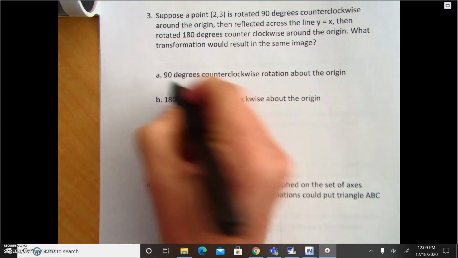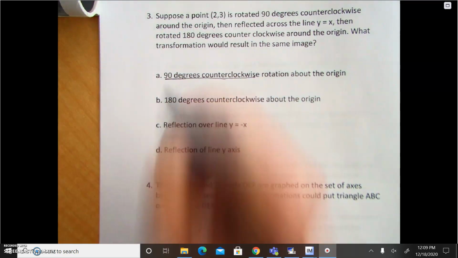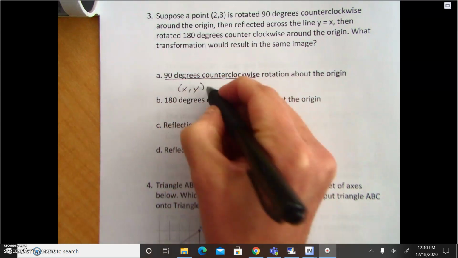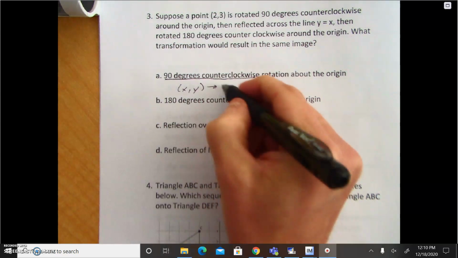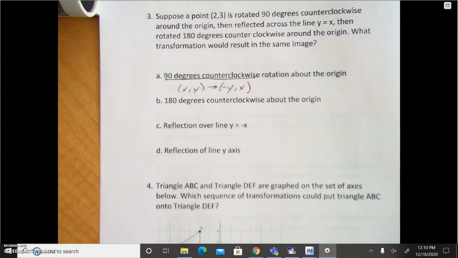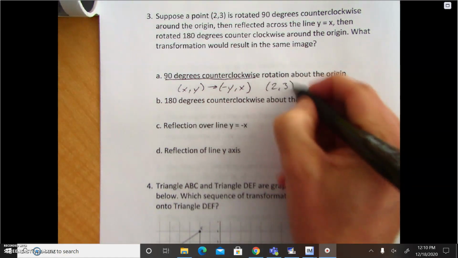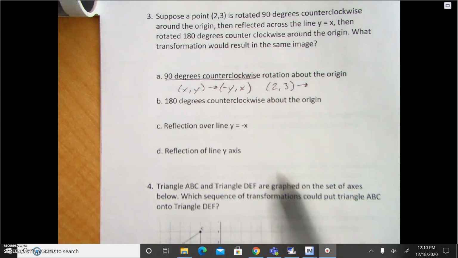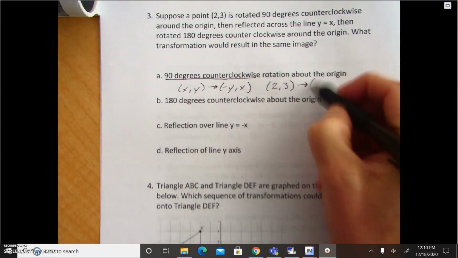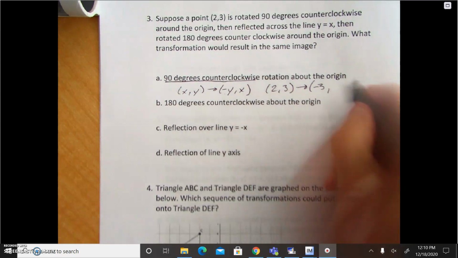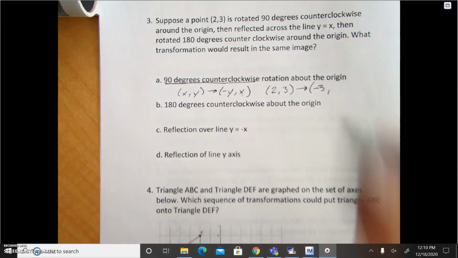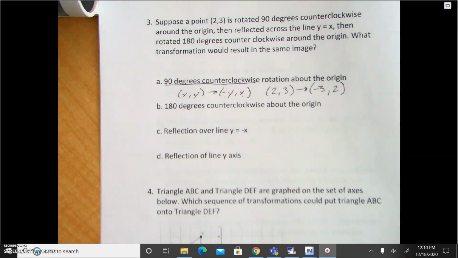So for 90 degrees counterclockwise, my rule is the point goes from (x, y) to (-y, x), so the opposite of y, comma, x. So I'm going to look back at my original point, and I have 2, 3. If it rotates, I need to flip my x and y. So my 3 will now come first, but then it tells me it's the opposite. So it's going to be -3, and then my x stays the same, but it's just in the y spot. So it's going to be -3, 2.